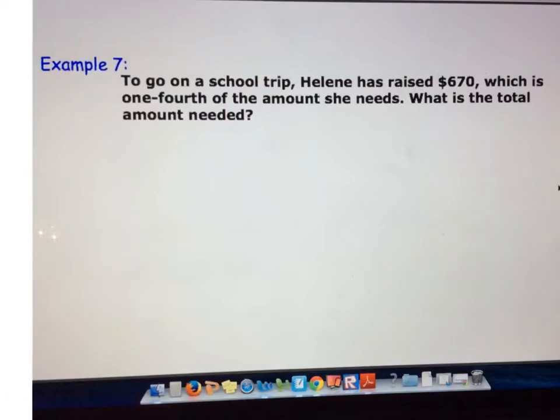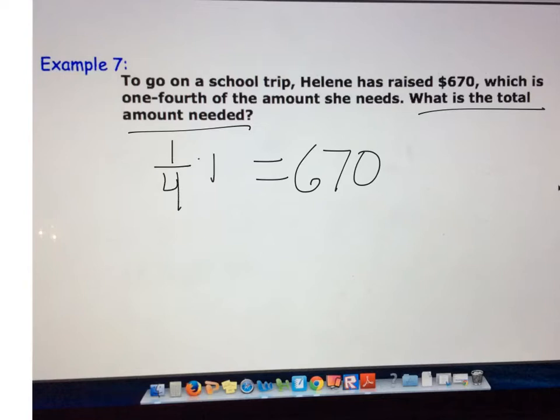Next example. To go on a school trip, Helen has raised $670, which is 1/4 of the amount she needs. What is the total amount needed? So we want to figure out how much she has to earn in total. We know that she has earned $670 so far. We know that that is 1/4 of the total she has to earn. Now I'm using a T for total, but you could use any variable.